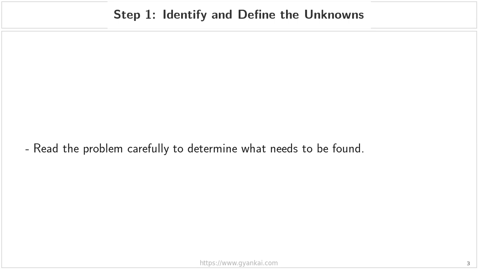Step 1. Identify and define the unknowns. Now that we have our roadmap for the modeling process, let's dive into the very first, and perhaps most crucial, step: identifying and defining our unknowns. Before you even pick up your pen to write an equation, you must read the problem statement very carefully. Your first goal is to pinpoint exactly what the question is asking you to find. Are you looking for prices, weights, or quantities?